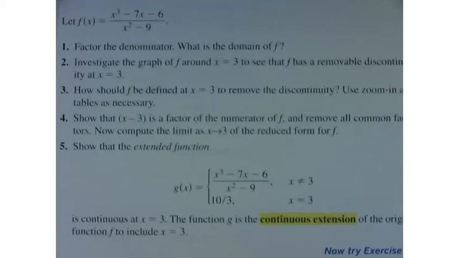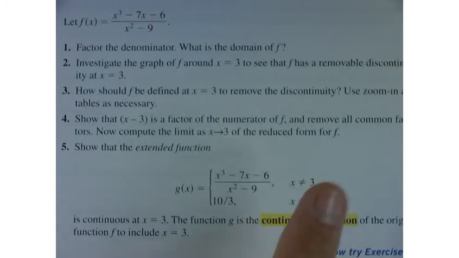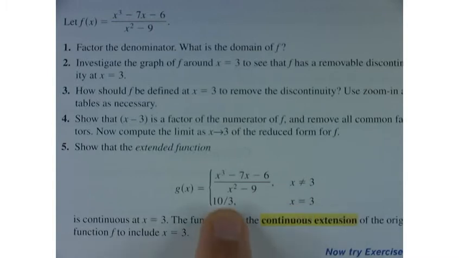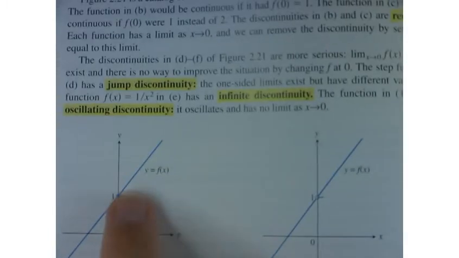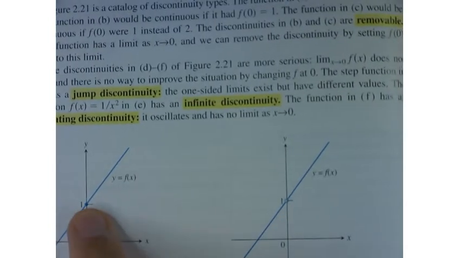So the problem is I could just make a piecewise function and plug the hole. I could just say when x equals 3, I'm going to evaluate the function at 10/3. And that's kind of like this. That's where you would get a graph that looks like this: a curve and then a circle that's closed.